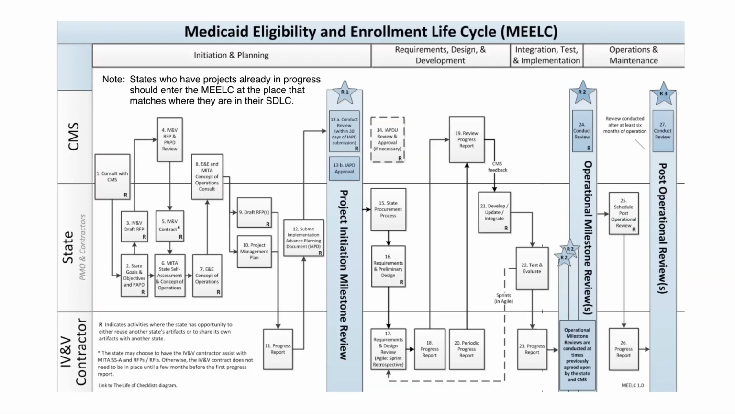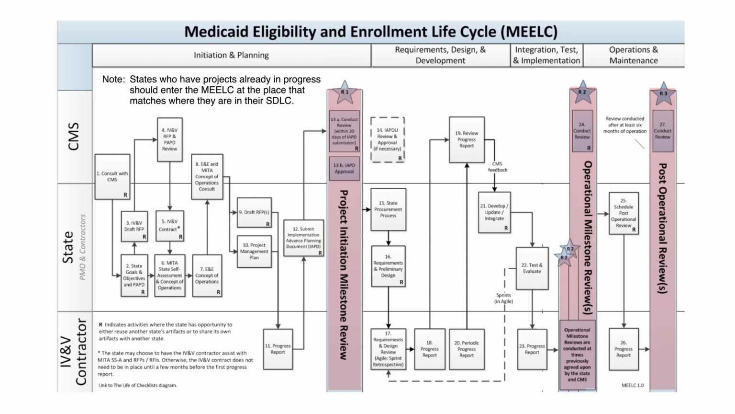Now let's look at the E&E lifecycle diagram, since it gives a big picture view of the process. This is Appendix A of the toolkit. Across the top are the 4 review phases, and along the left are 3 major roles: CMS, the state and its developers, and the IV&V contractor. The 3 types of milestone reviews are shown as large vertical rectangles. E&E systems, unlike MMIS, do not go through certification. Most states are familiar with gate reviews as they use them in their own SDLCs.